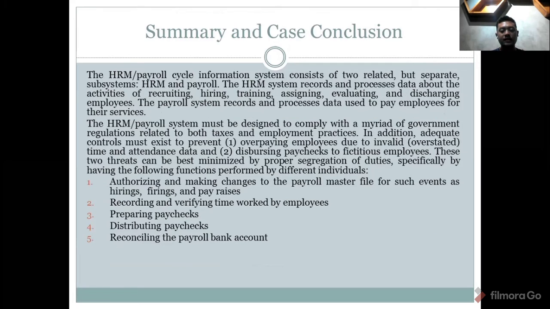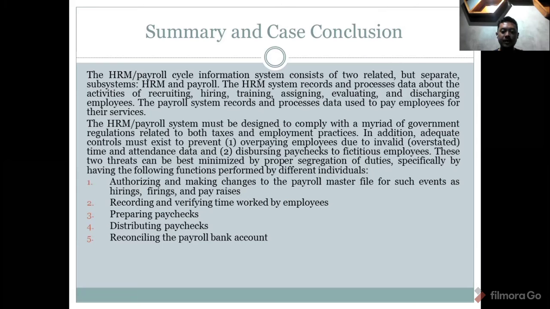So, the summary and case conclusion. The human resource management or payroll cycle information system consists of two related but separate subsystems. The human resource management system records and processes data about the activities of recruiting, hiring, training, assigning, evaluating, and discharging employees. The payroll system records and processes data used to pay employees for their services. The human resource management and payroll systems must be designed to comply with a myriad of government regulations related to both taxes and employment practices. In addition, adequate controls must exist to prevent, first, overpaying employees due to invalid or overstated time and attendance data, and second, disbursing checks to fictitious employees.